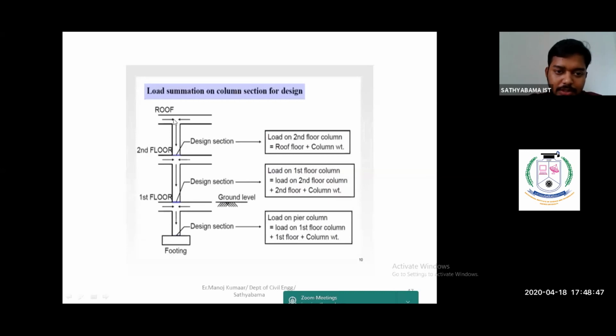So the roof load is transferred to the second floor column, and to the first floor column, the load from the second floor as well as the load from the second floor column is transferred. And for the ground floor, the entire load from the first floor, second floor, roof, and the self weight of the first floor and second floor columns are transferred. And that is why you always consider the ground floor column in designing.